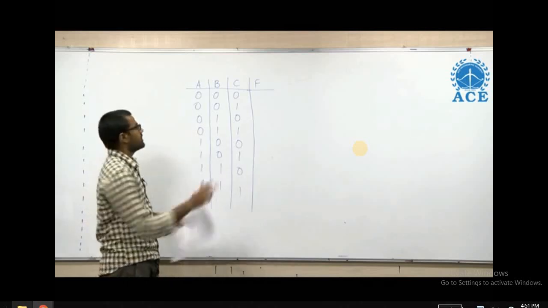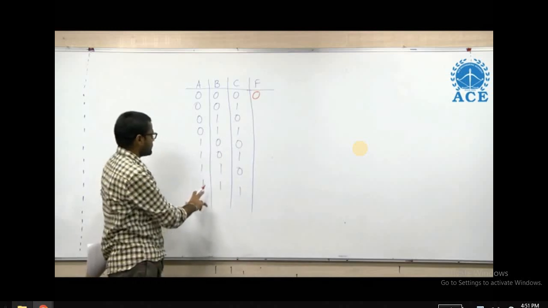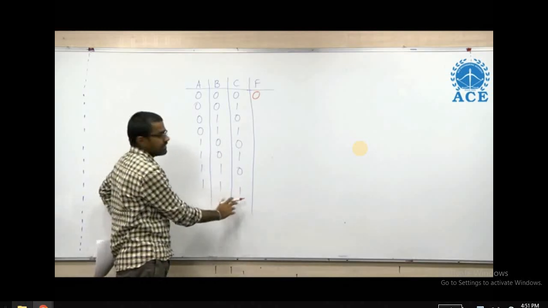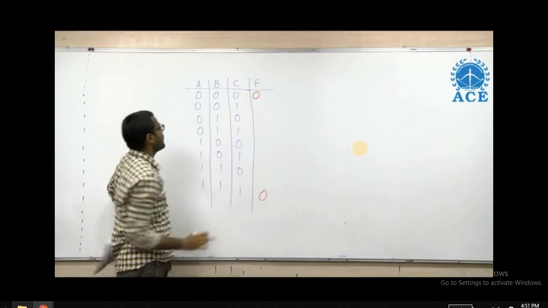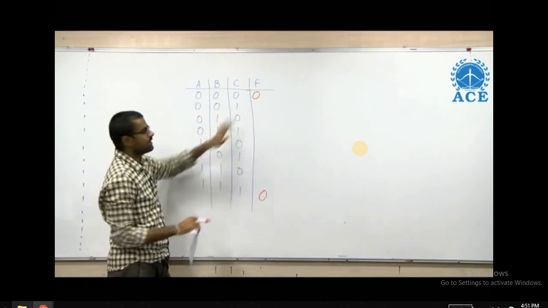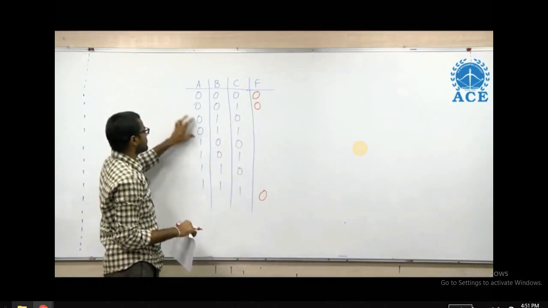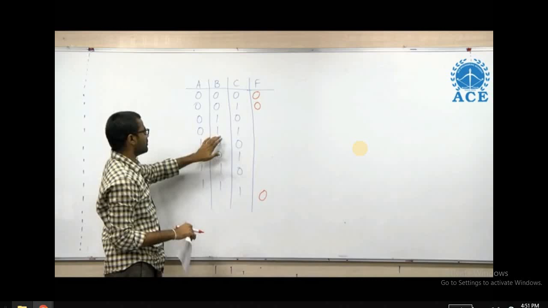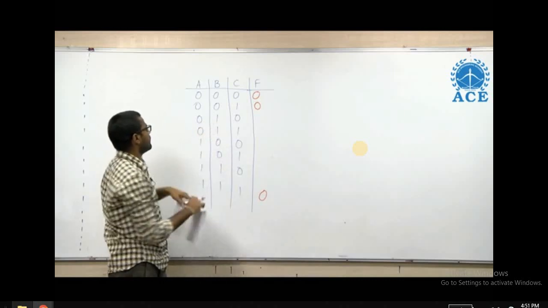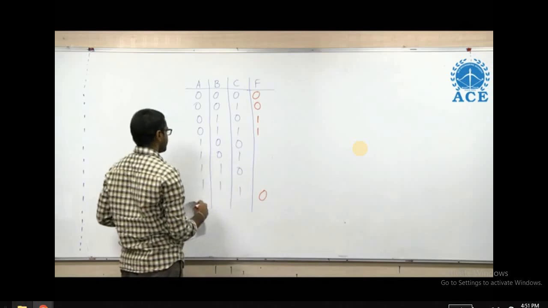Whenever a is equal to b is equal to c, then output should be 0. In a similar fashion, when a is equal to b is equal to c, it should be 0. And whenever a is equal to b but not equal to c, it again results in 0. In these two cases, a is equal to b, here it's not equal to c, so that's why it's 1.